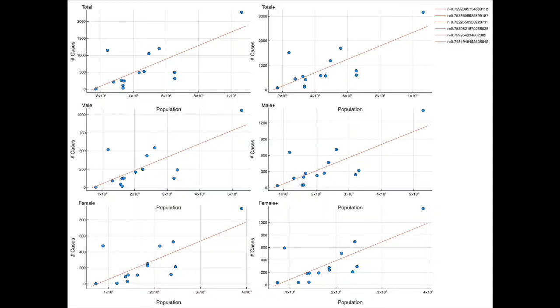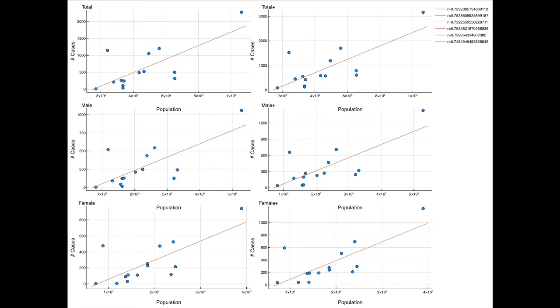In this first figure, you can see 6 graphs. In the left column are the graphs that show the total number of cases. On the right column are the graphs that show the total number of cases plus the suspected cases. The top row represents the total population. The middle row is just the male population, and the bottom row is just the female population. Each graph is comparing the population density on the x-axis with the number of cases on the y-axis.